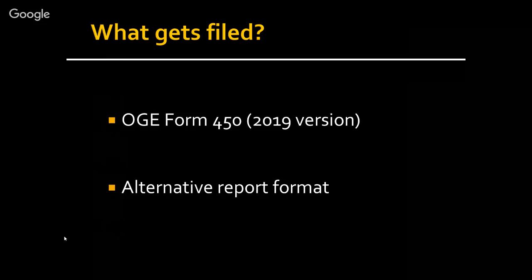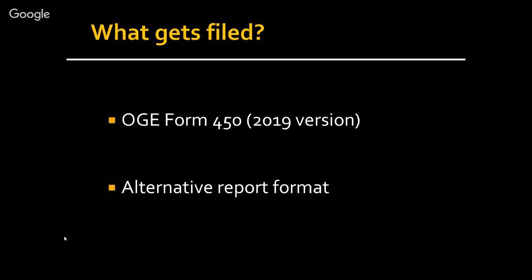Now, in terms of what actually gets filed, I think in the majority of situations, it's the OGE Form 450 that most agencies use with respect to their confidential financial disclosure filers. And there is a new version this year, a 2019 version.